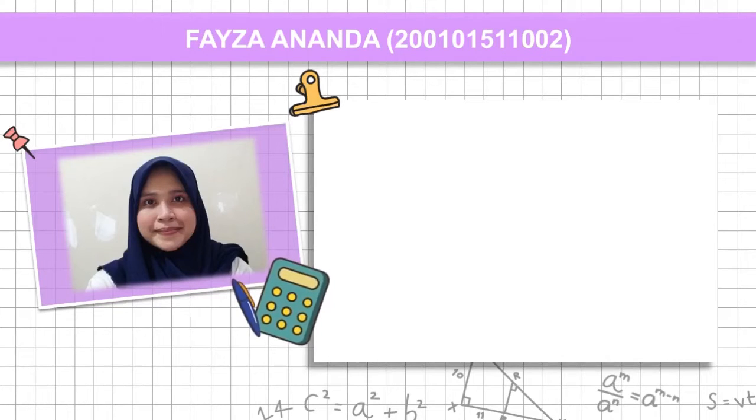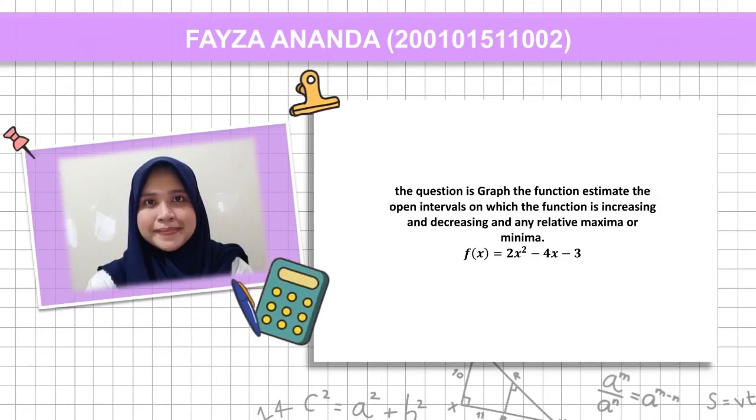Here I will present one question of my choice which discusses the graph functions and models topic, more specifically about more and functions. The question is: graph the function, estimate the open intervals on which the function is increasing and decreasing, and find any relative maxima or minima of f(x) equals 2x squared minus 4x minus 3.